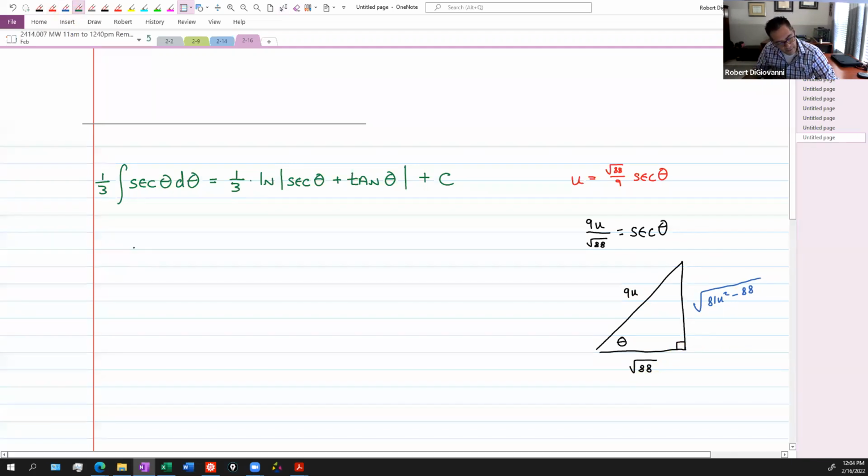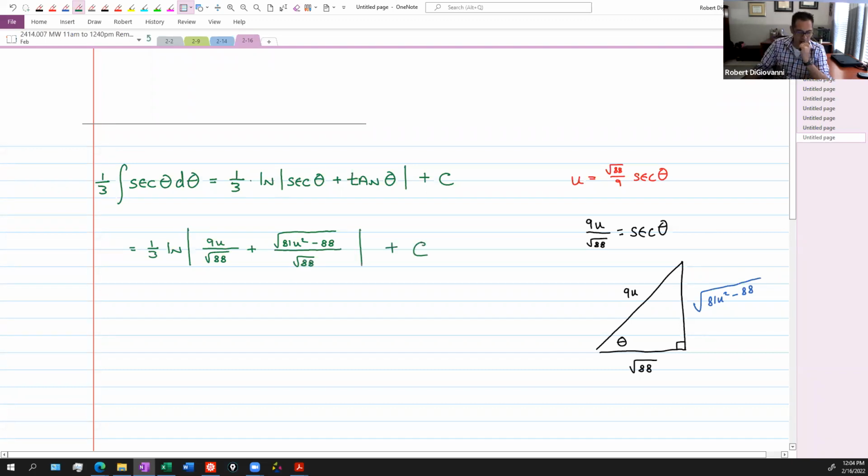So now we have 1/3 natural log. Okay, secant theta. Oh, well, I already knew what secant theta was, didn't I? Right there. It's 9u over root 88. And then plus tangent theta, which is opposite over adjacent: square root of 81u squared minus 88 all over root 88. Close the absolute value, I mean, sorry, close the natural log.